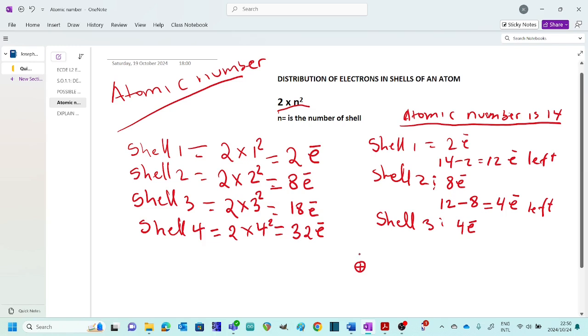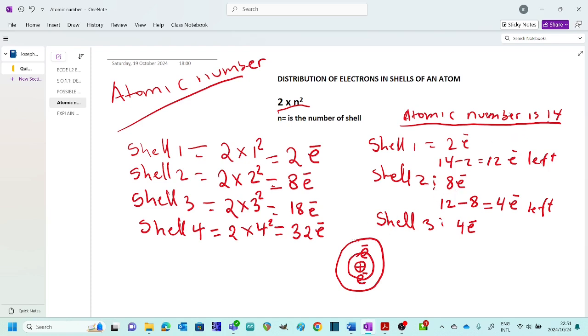The first shell comes around the nucleus. So that's the first shell. How many electrons go in the first shell? 2 electrons. I can just write my E there, and E there. So that's my first shell with 2 electrons. Okay, shell 2. I'm going to draw another circle there. That's my shell 2. And how many electrons go to shell 2? 8 electrons.